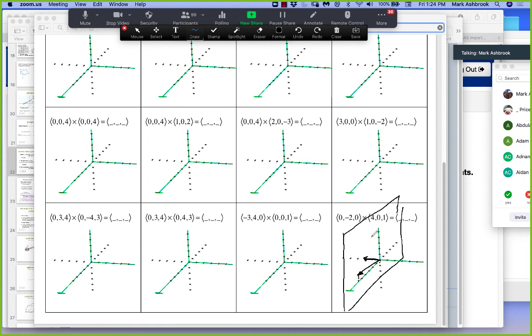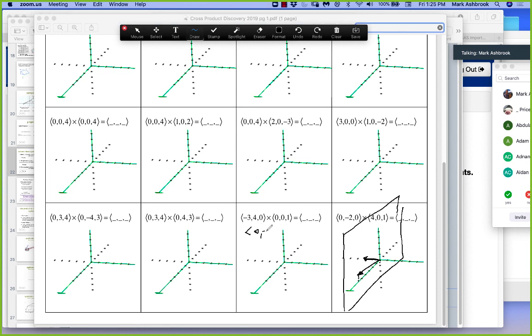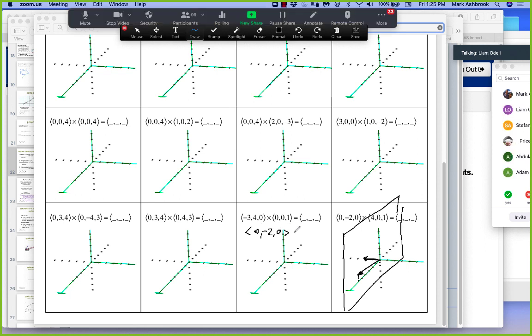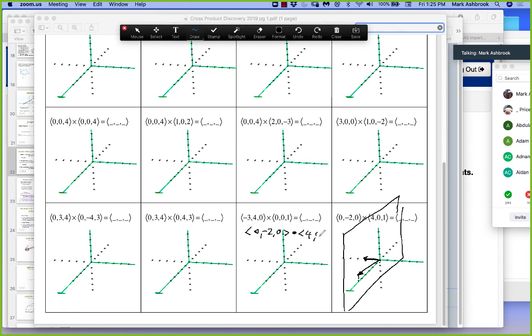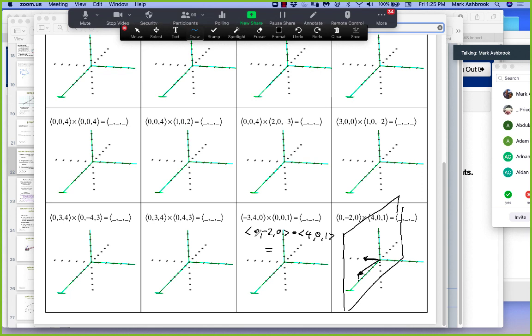And how can we confirm that these are at a right angle? What tool do we have? Dot product, right? So we're talking about the cross product, but we can use the dot product to confirm that they are orthogonal. 0 plus 0 plus 0. Check.